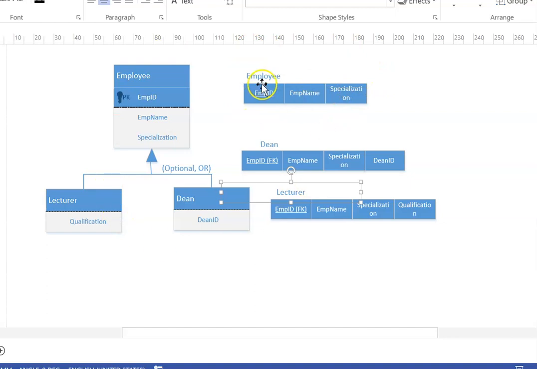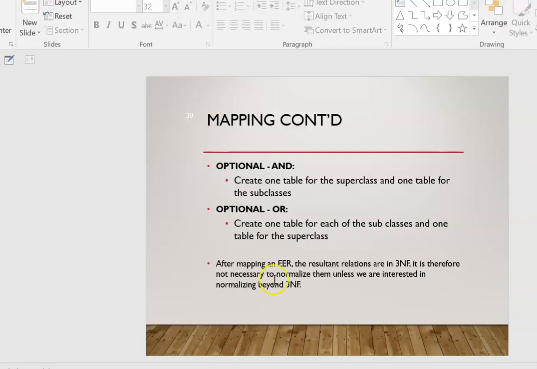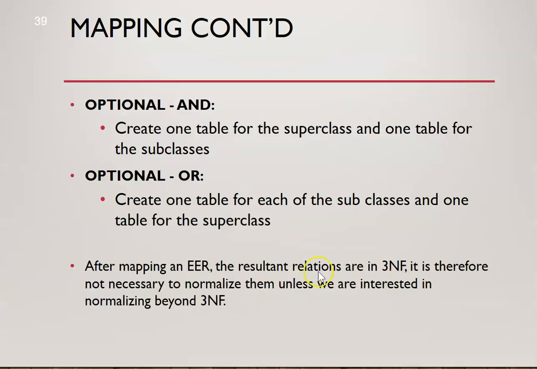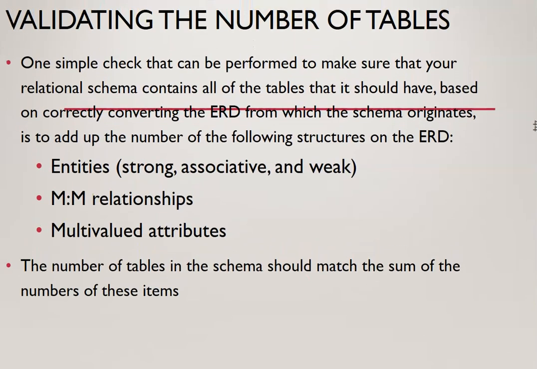So this is how you would deal with an optional or kind of specialization. So to validate this, to ascertain that you have created the correct number of relations in your logical schema, this is how you validate it.